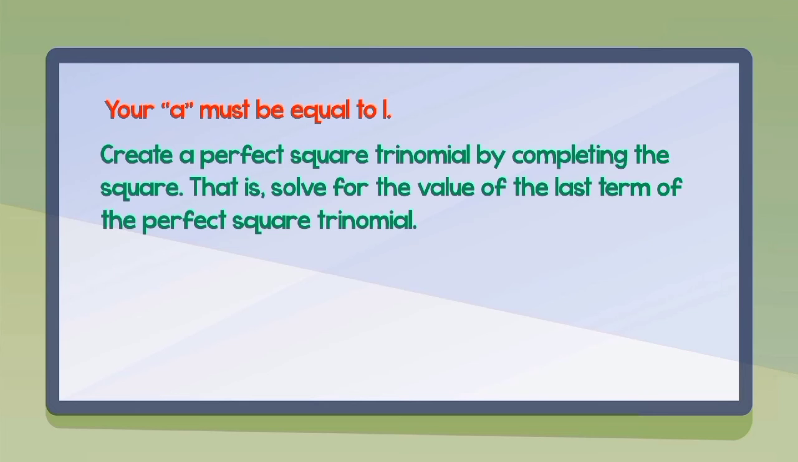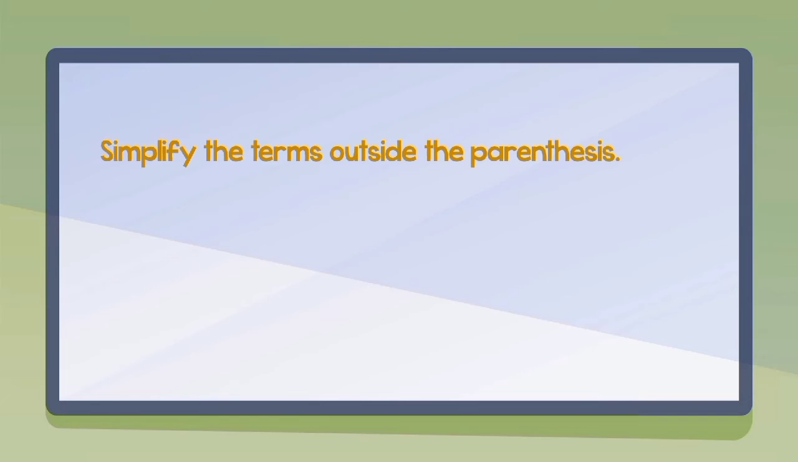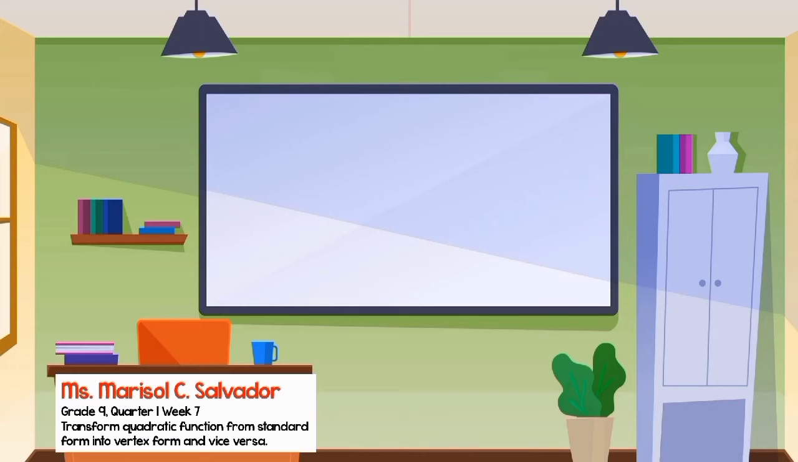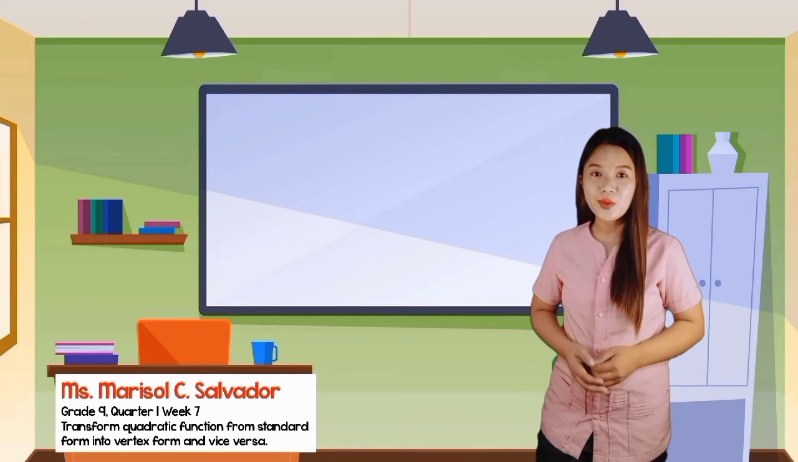Second, create a perfect square trinomial by completing the square. That is, solve for the value of the last term of the perfect square trinomial. Third, add or subtract the value that was added or subtracted inside the parentheses to the constant outside the parentheses. Fourth, simplify the terms outside the parentheses. Fifth, and lastly, factor the perfect square trinomial. This step might be too long, but it is very important and proper to use.